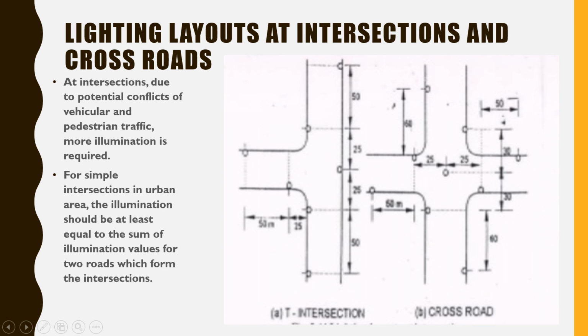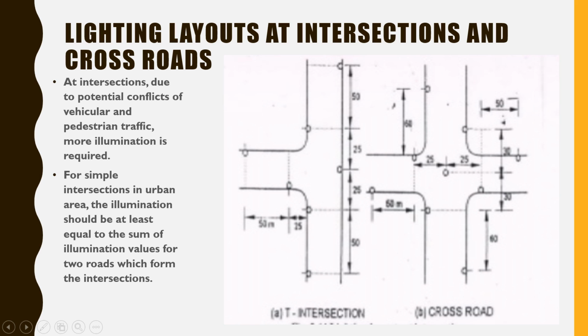Now, what is the type of layout at intersections and crossroads? You can see here this is a T intersection. One road is coming here and joining the main road. On the straight portion the distance is 50 meters. It is a staggered type. On the bend you can see this distance here is 15 meters, and again this is 50 meters. And on the opposite side you can see a central light here. It is 25 meters distance from these two, and again the straight portion is 50 meters.